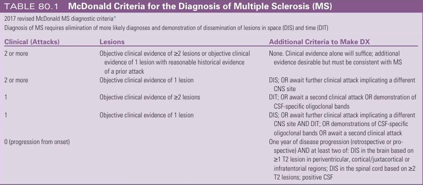Before these 2017 revisions, patients often had to wait for years, suffering through multiple terrifying attacks just to get a name for what was happening to them. By allowing things like spinal fluid protein, that is oligoclonal bands, and specific MRI patterns to count as proof of time and space, this table allows doctors to diagnose MS much earlier, getting patients onto life changing treatment before more permanent damage happens.